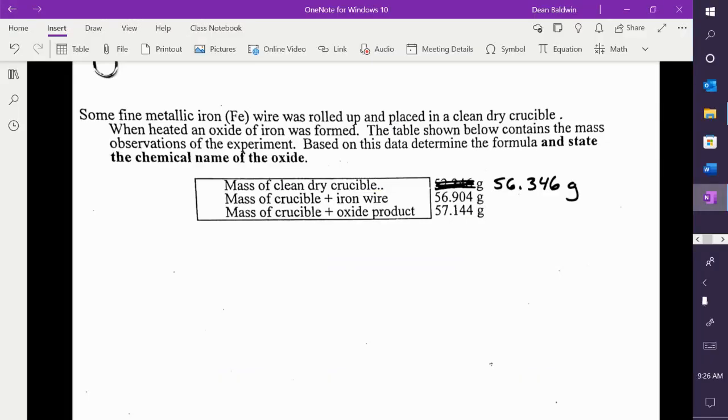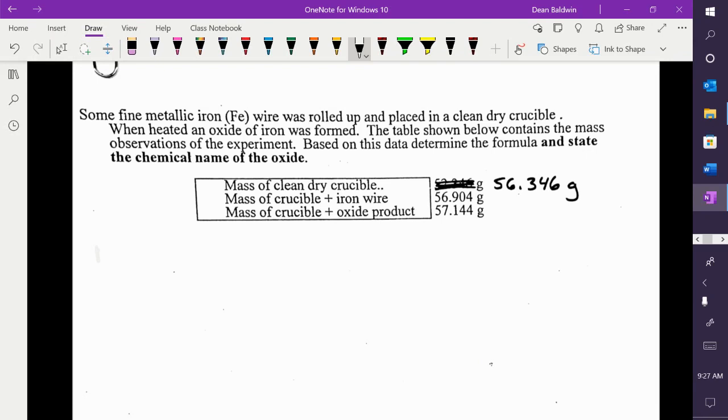Okay, so inside the crucible, we threw some iron wire. The mass of the crucible, so the pre-mass, was 56.346, and then the mass of the crucible and the iron wire was 56.904. So what is the mass of iron that we used?